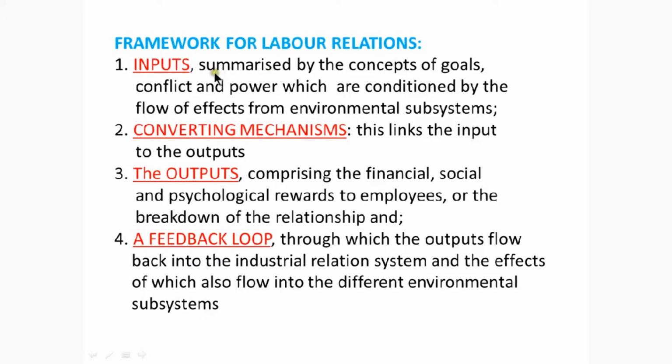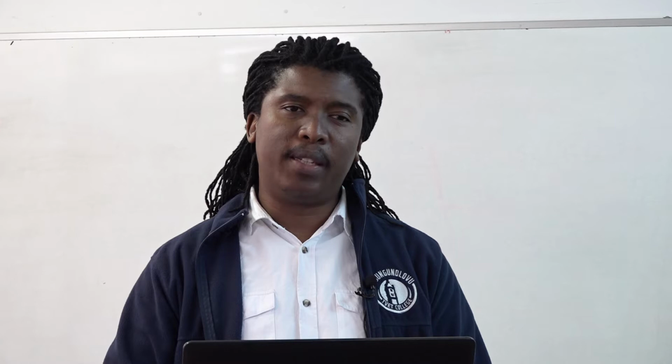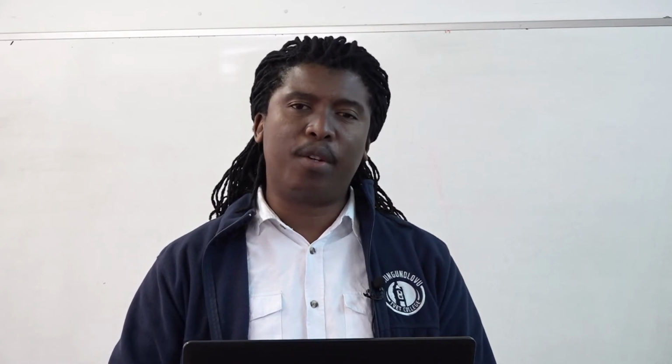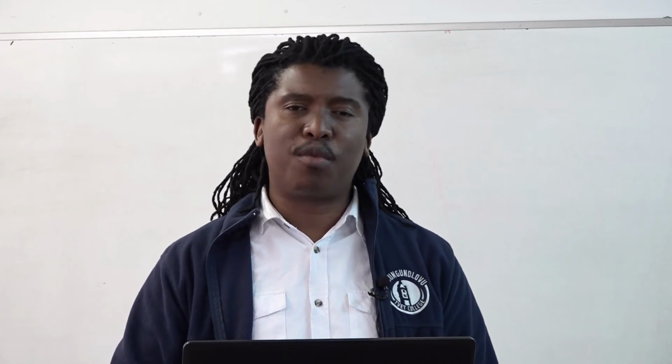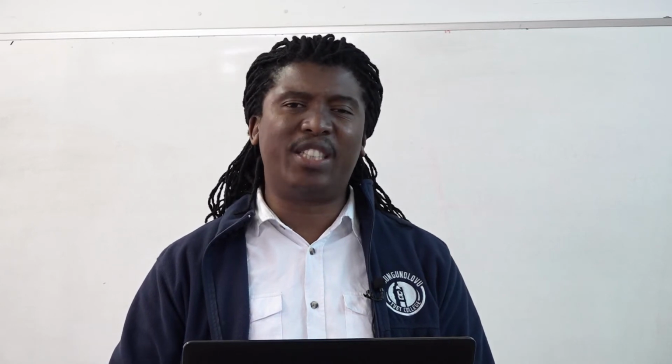Now, here in our notes, inputs are summarized by the concepts of goals, conflict, and power, which are conditioned by the flow of effect from environmental subsystems. If I can give you an example under the input, at the moment we are facing a situation where trade unions are not willing to go back to work because they think employers have not taken safety measures into cognizance in respect of the invisible enemy, which is COVID-19. On the other hand, the employer wants people to get back to work to make a profit. So you can see in terms of the input, in nature there is too much contradiction.